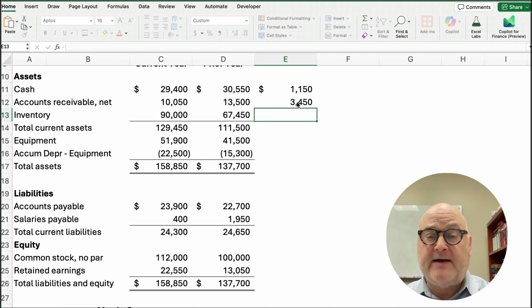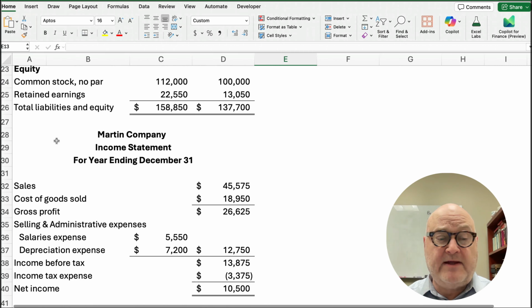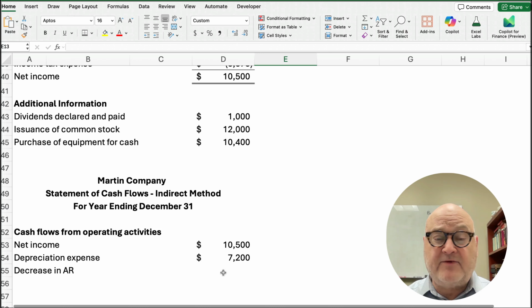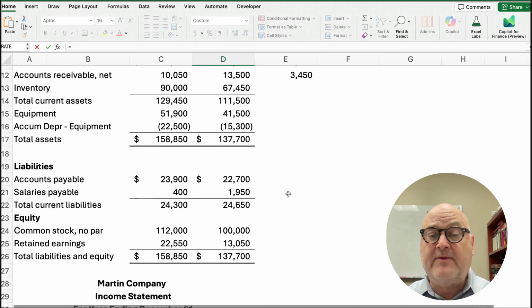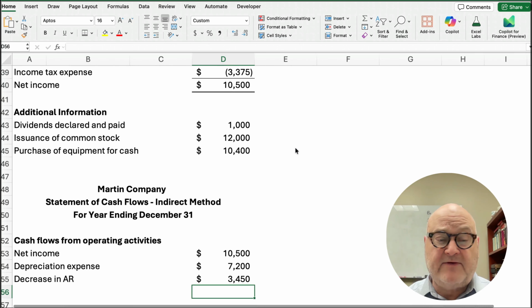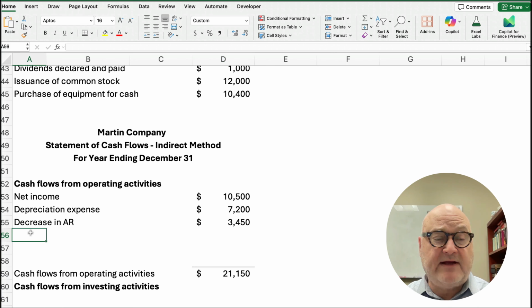I'm just going to make the numbers positive, and then we'll figure out, do we need that to be a positive number or a negative number? Now, anytime assets go up, we assume cash goes down. So we're going to assume here that we had accounts receivable, we collected on accounts, so therefore our cash goes up. So this is going to be a decrease in accounts receivable, and the amount is going to be that 3450. I'm going to go back and grab that number. Okay, so here's what we have so far. We've got net income, depreciation, and then the decrease in accounts receivable.